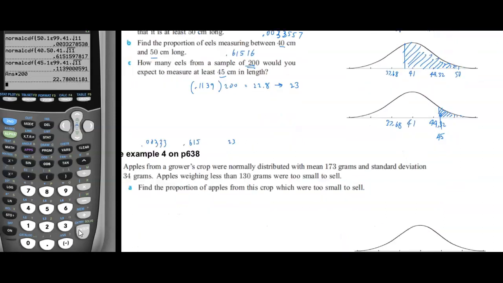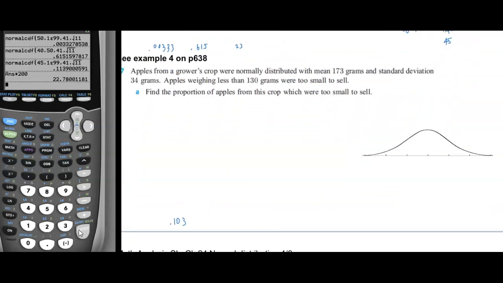All right, last one on the page. Apples from a grower's crop were normally distributed. Notice how all of these problems have the code words normally distributed in there. Remember how I said that on the IB exam, the normal distribution problem is the one problem that you're going to know is from that chapter, because they have to use the two words normally distributed.